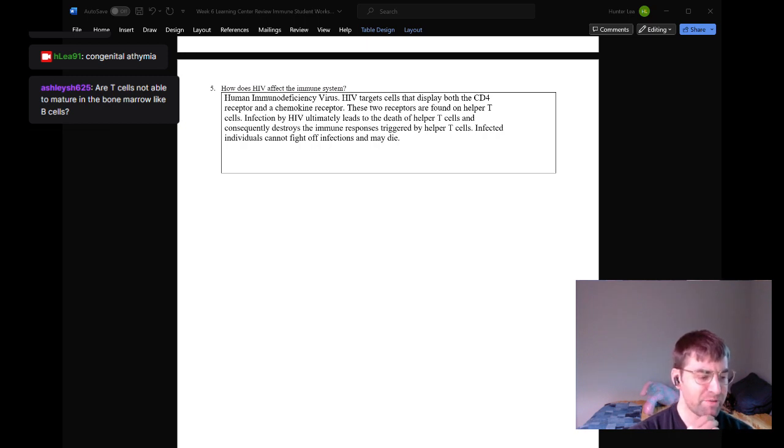Are T cells not able to mature in the bone marrow like B cells? That is correct. So B cells again are creating those antibodies that trigger T cell response, right? So yeah, I don't know enough about the physiology of the thymus to say why that is. I just know that that's where that happens.